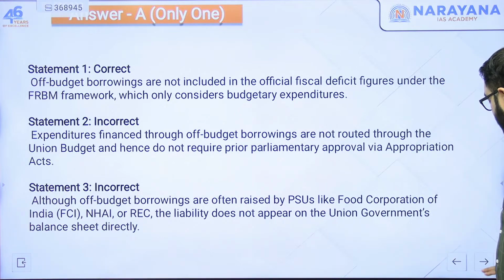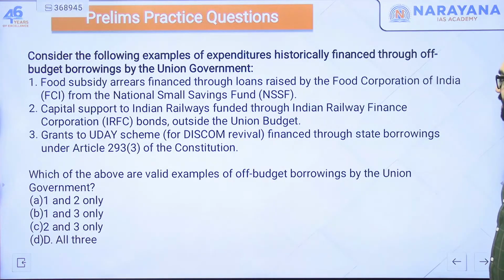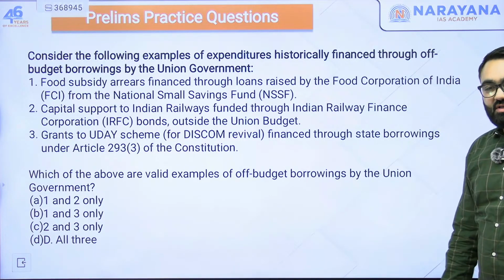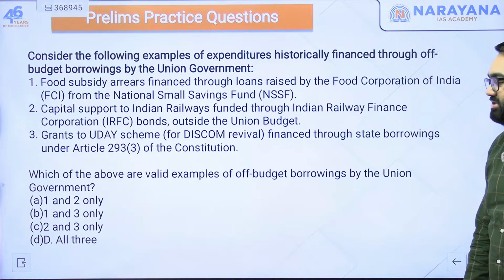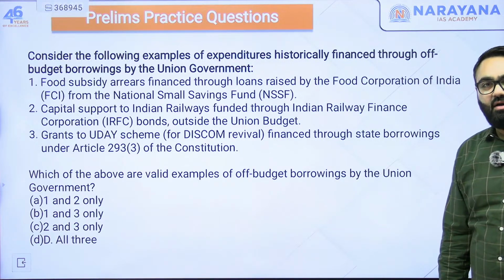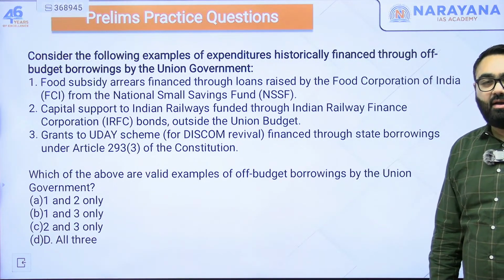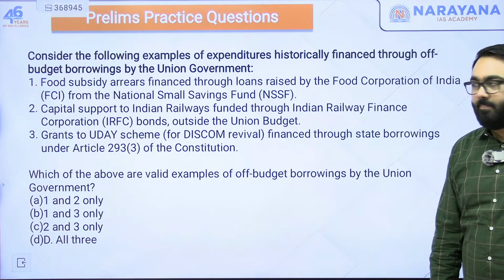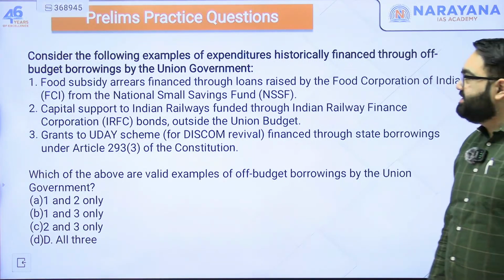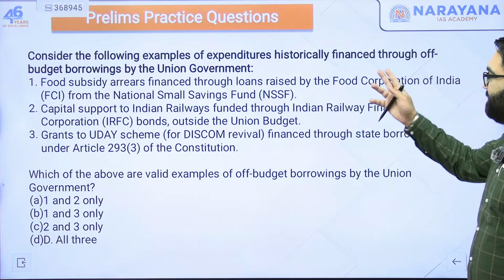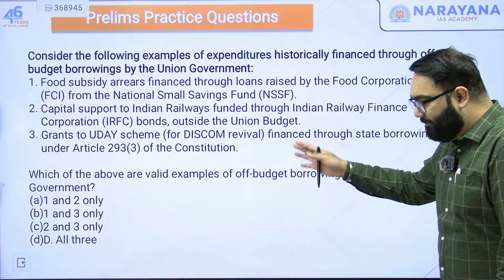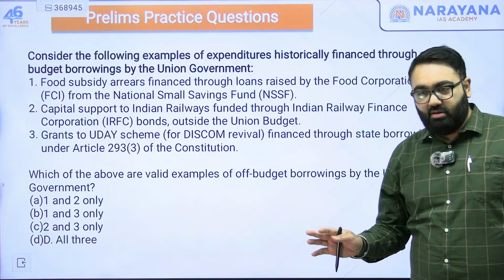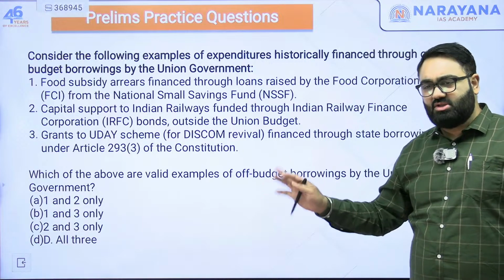Let's have one more question. Again, do the same. Pause on the screen, read the question carefully, write down your answer and see if you are able to get that right. Once you have done that, you can play again and see if you got it. Consider the following statements of examples of expenditure historically financed through off-budget borrowings. So you have to tell which of these are actually examples of off-budget borrowing. The government has done that historically.